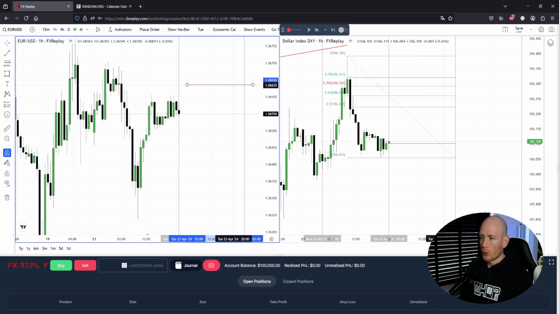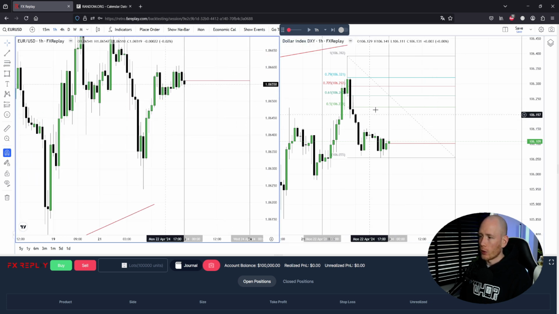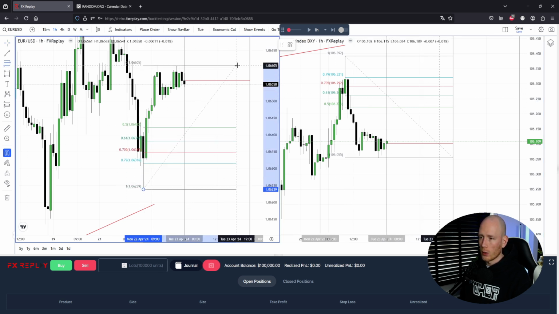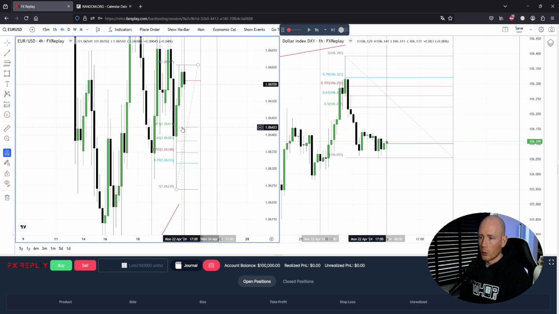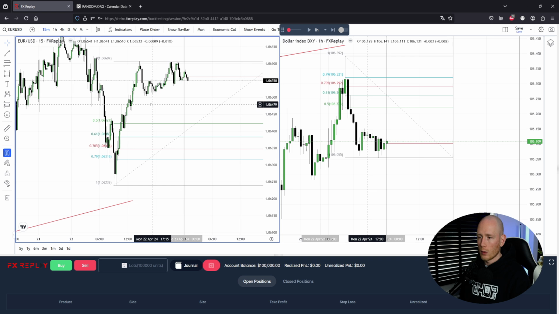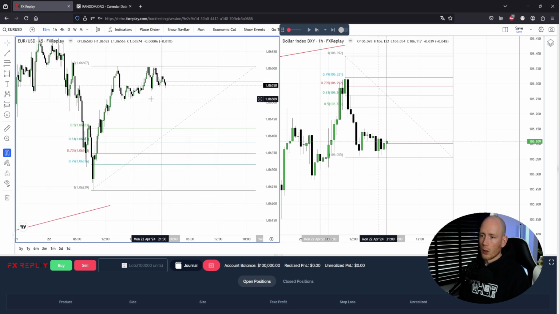So if we want to look for a discount entry, obviously we've got to go all the way up here for DXY for premium, and discount will be all the way here. Might be a little bit much to ask for, because if you look at the 4 hour, where do we have to go? We have to go all the way down here. It's possible. Let's look at the 15. Yeah, so, okay. Yeah, I want to look for higher prices on Euro.